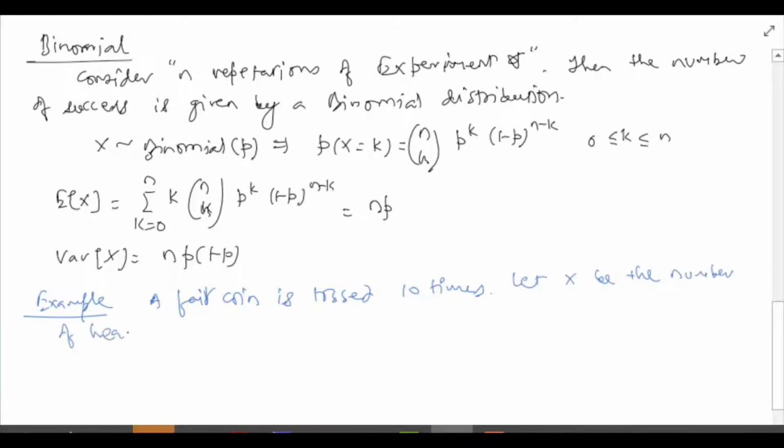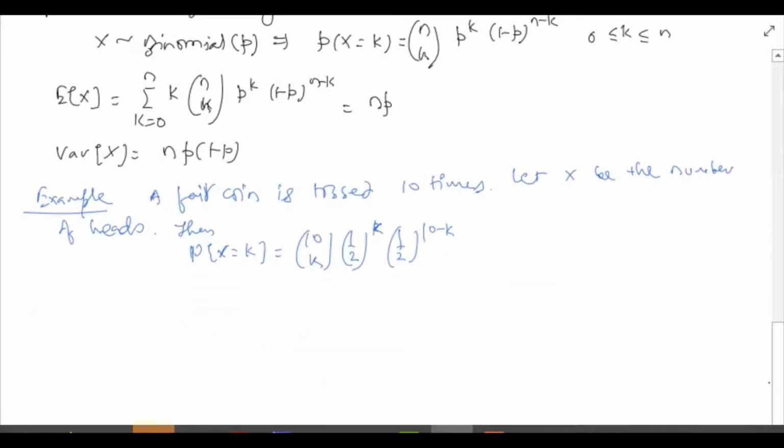Then clearly from the above description, X follows a binomial distribution, and the probability that X will be k, some number k, will be 10 choose k, half raised to k times half raised to 10 minus k. Right? Since it's a fair coin, we have p equal to half, and this is for k between 0 and 10.